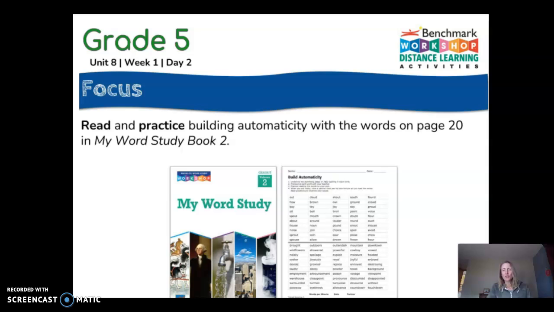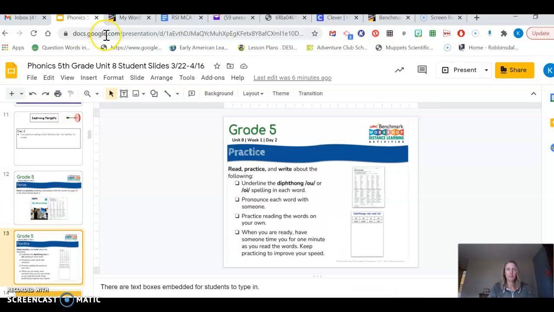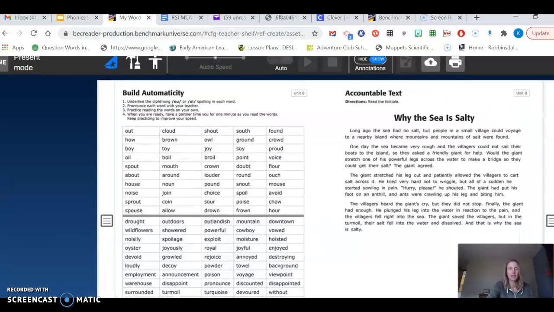All right, so you will need your My Words Study book, and we're on page 20 today. Today we're going to underline the diphthongs, the OU and the OI spelling in each word. Then we're going to pronounce each word with someone. Practice reading the words on your own. And when you're ready, you'll have someone time you for 1 minute as you read the words. The goal is to keep practicing these words to improve your speed. So I'm going to go ahead and flip my screen into the same page that you're looking at.